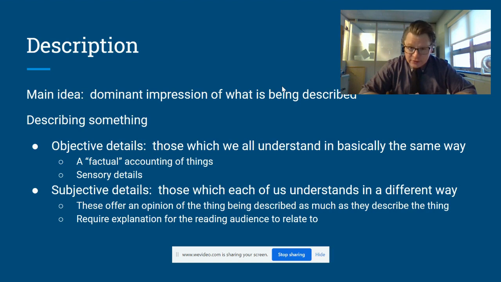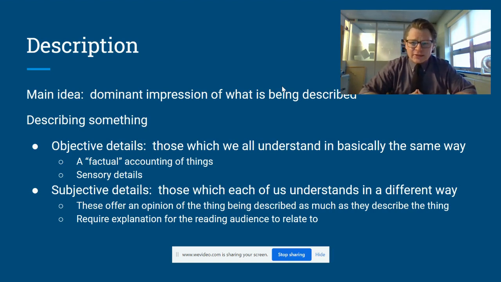There are objective details, and those are the ones which we all understand in basically the same way. This is a factual accounting of things, and sensory details, the way that something looks, smells, tastes, feels, the way that something can be perceived by not just us, but anybody who looks at it and otherwise confronts it in the same way. On the other hand, there are subjective details.